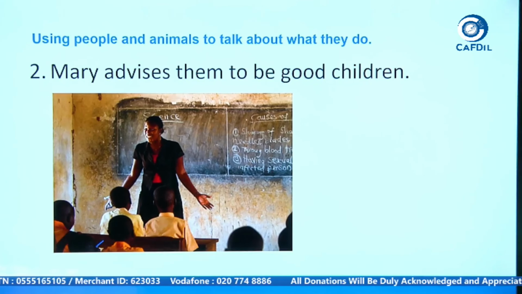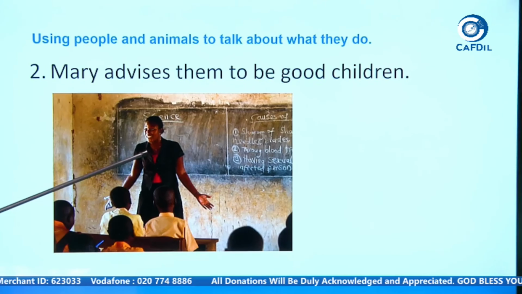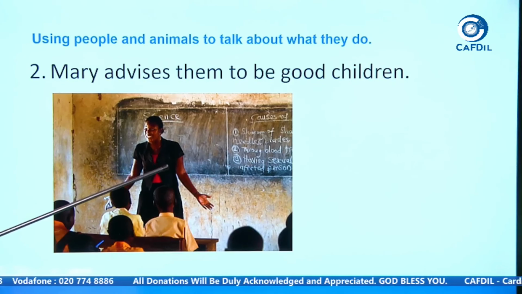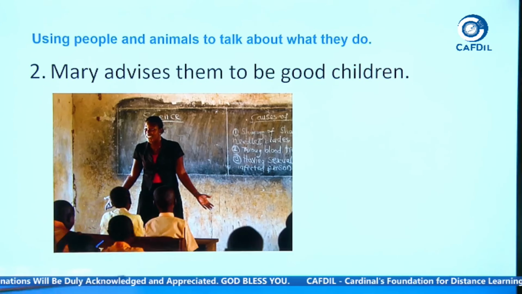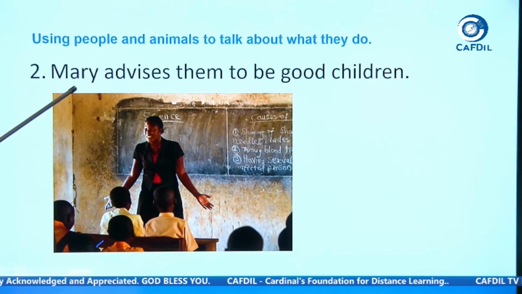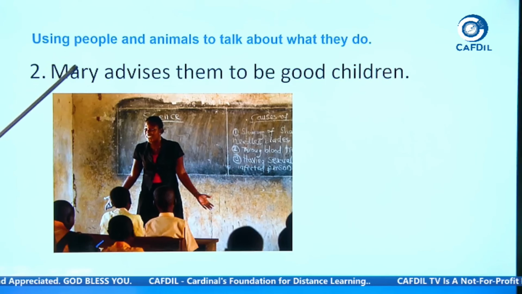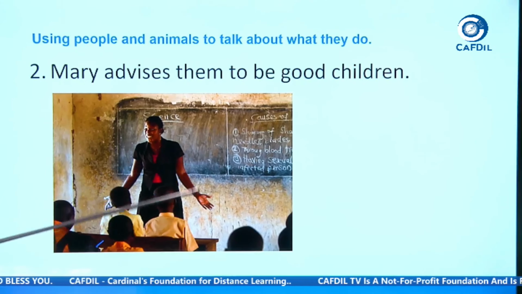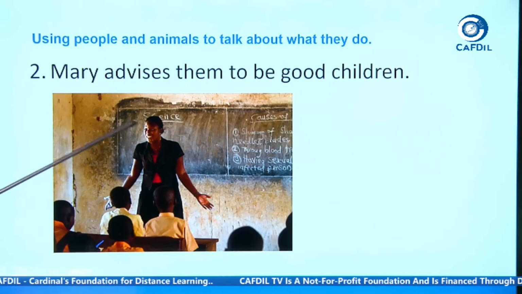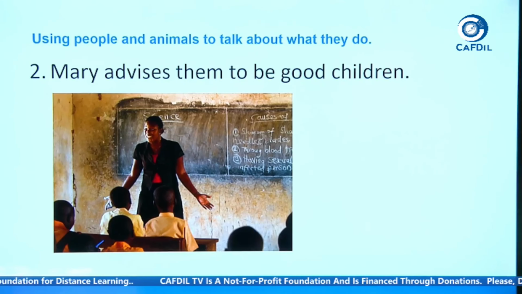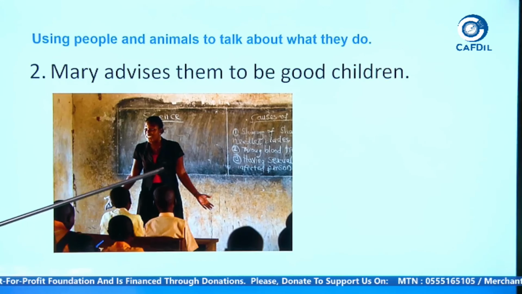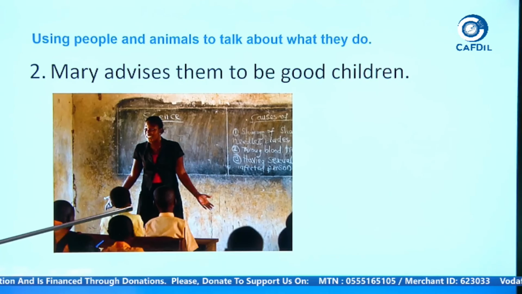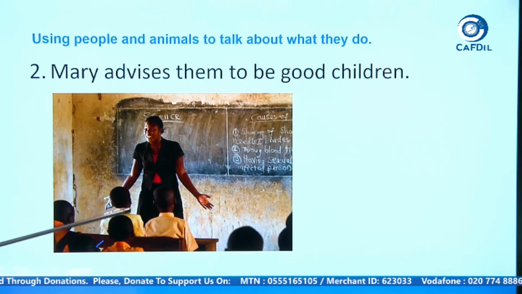What do we see in the picture? We see another lady, and we are going to give her a name to describe what she is doing. So we are giving her the name Mary. What is Mary doing in the picture? What do you think? Can you guess? Yes. Mary seems to be talking to the school children. What do you think Mary is saying to the school children?